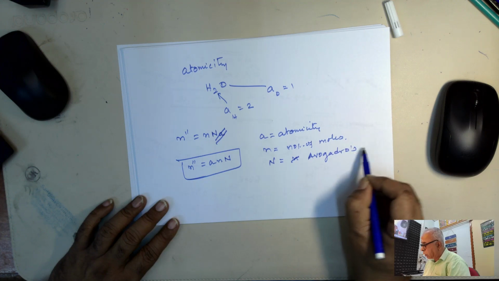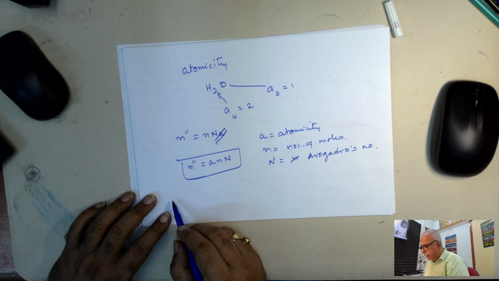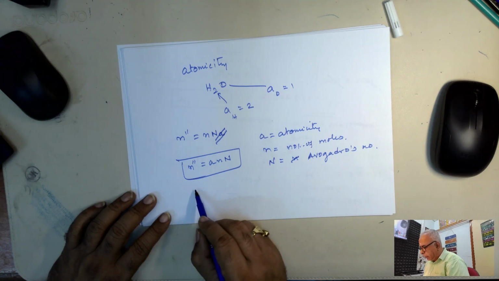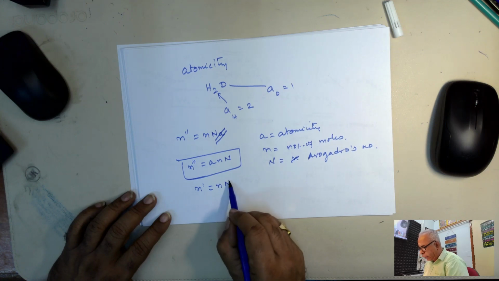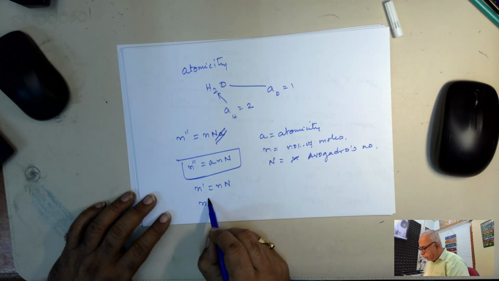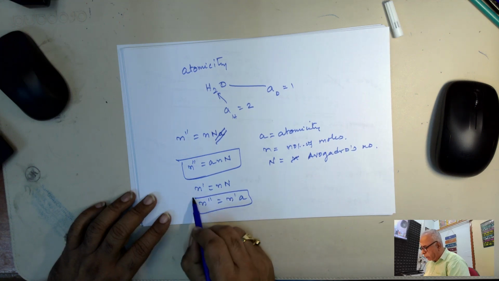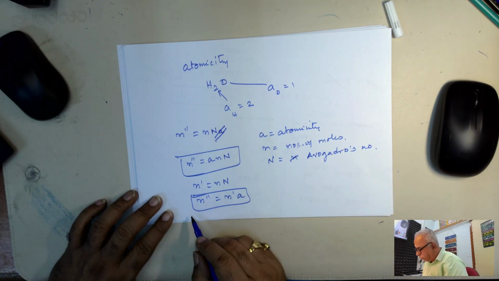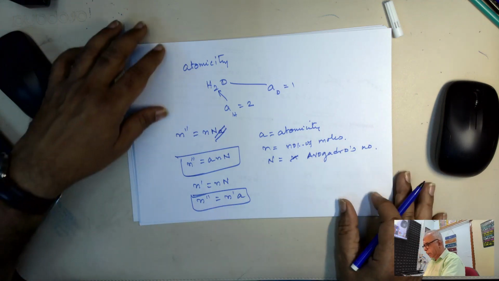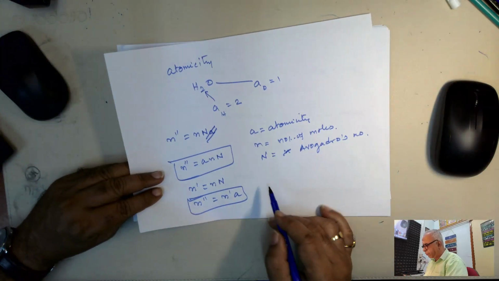Avogadro's number, right? Now I can introduce another formula for this N double dash, because N dash, that is number of molecules, is n into N, right? Therefore, N double dash is nothing but N dash into atomicity, right? Okay, got it? So we have already arrived at the number of molecules, where here, how much? 1.204.